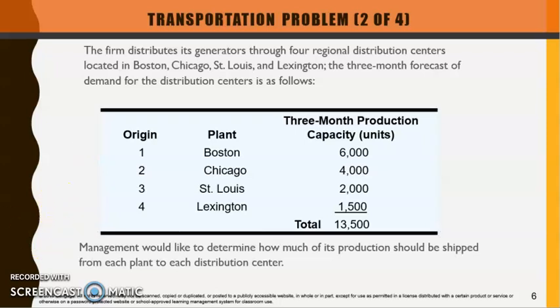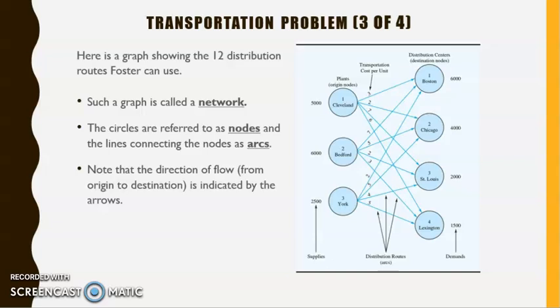Okay, now go for the graphical representation of the network we have. The graphical representation, as you can see in front of you, we have 3 plants, origin nodes, Cleveland, Bedford, and York, and we have 4 distribution centers as destination nodes. Here, fortunately, we don't have any typo.